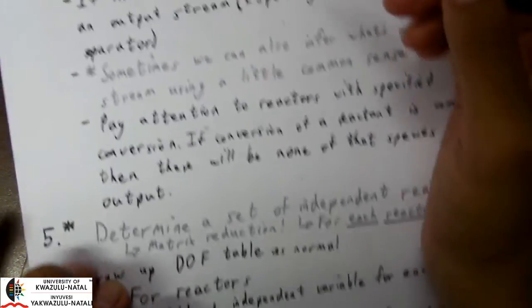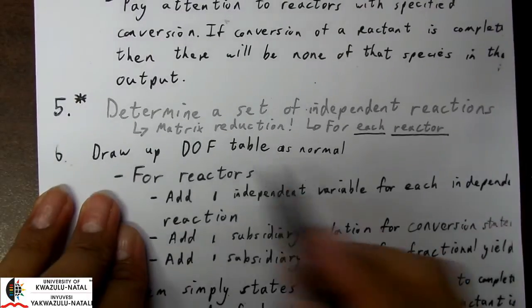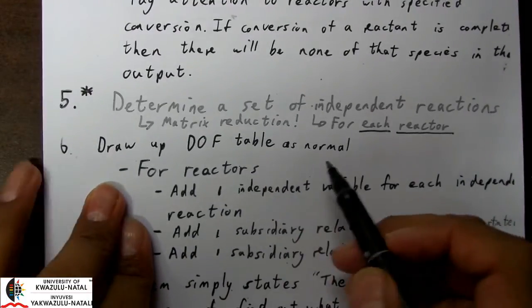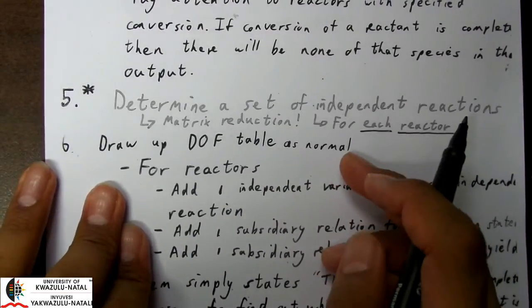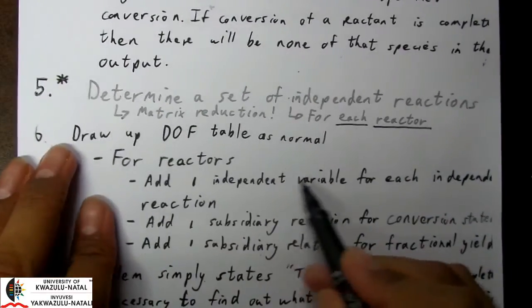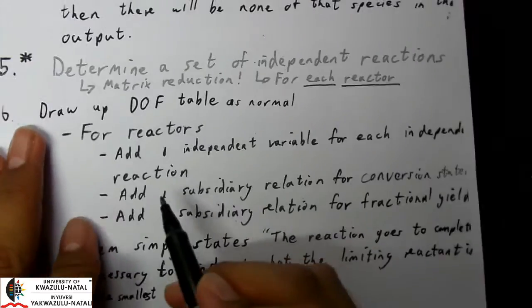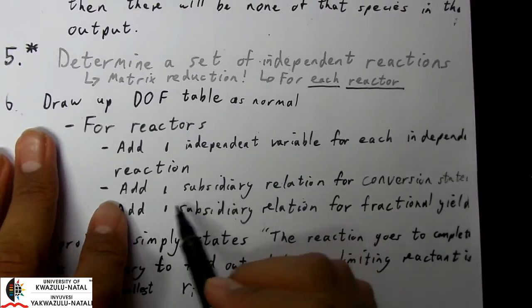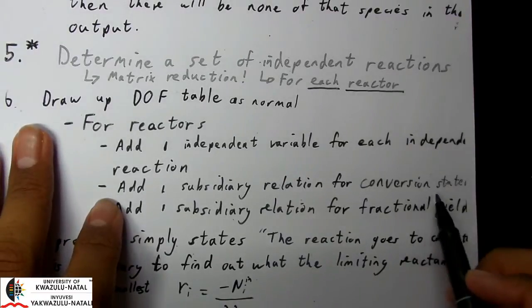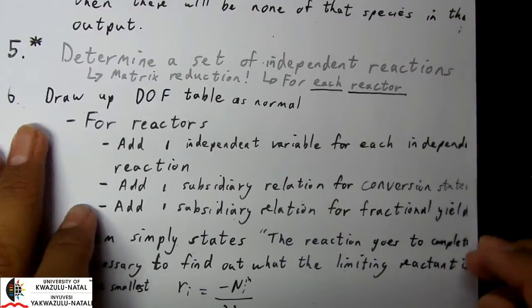Once all of this is achieved, you can commence with drawing up a degree of freedom table as normal. We've done this many times. Remember that for reactors, we are adding one independent variable for each independent reaction. We have to also add one subsidiary relation for any conversion that is stated, and also for the yield, the fractional yield.